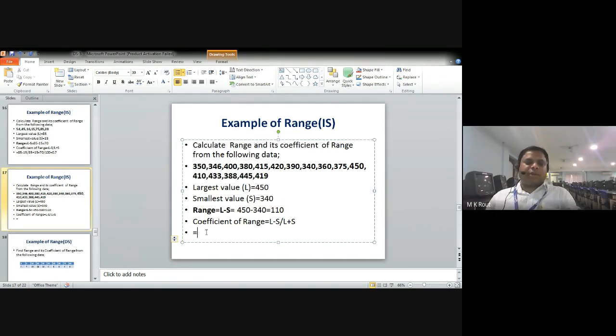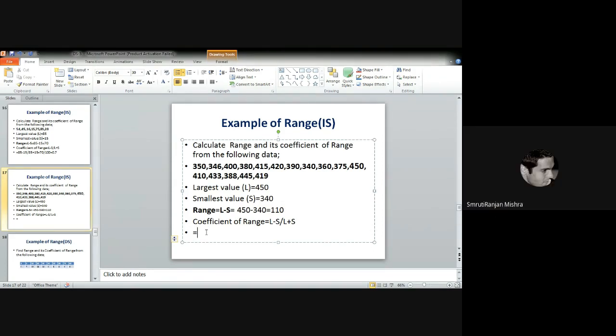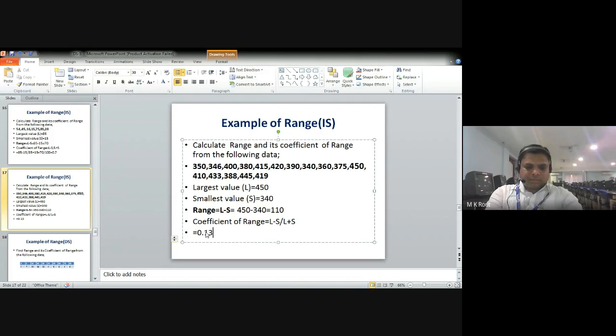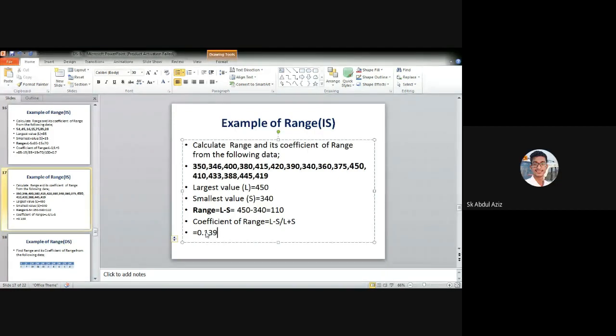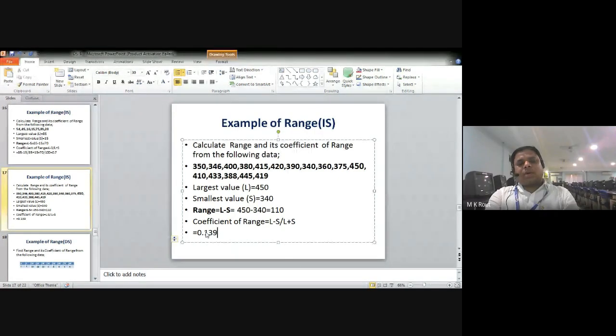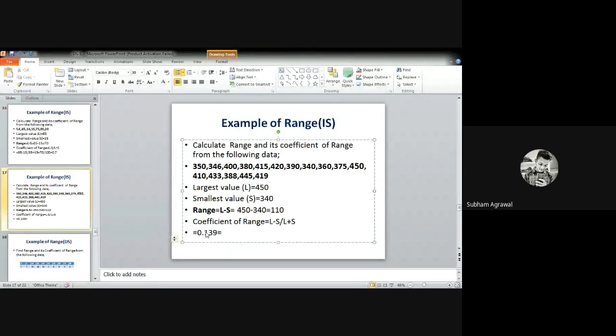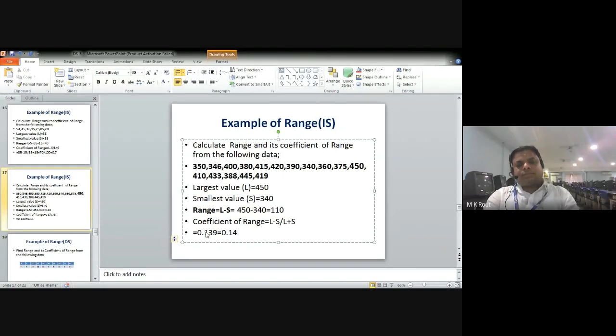So what is the value of the coefficient of range here? 110 by 790, so 0.139. That is 0.14. Is it clear?